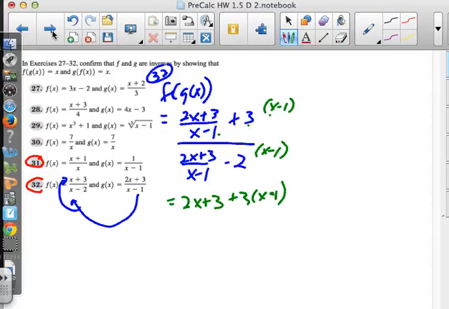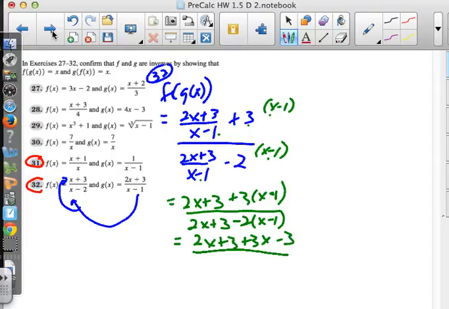And then in our denominator, these x minus 1's will cancel out, and we'll get 2x plus 3 minus 2 times x minus 1. So this will give us 2x plus 3 plus 3x minus 3 over 2x plus 3 minus 2x plus 2. Well, 2x plus 3x is 5x. 3 and negative 3 are 0. 2x minus 2x is 0, and 3 plus 2 is 5. And 5x divided by 5 is x.